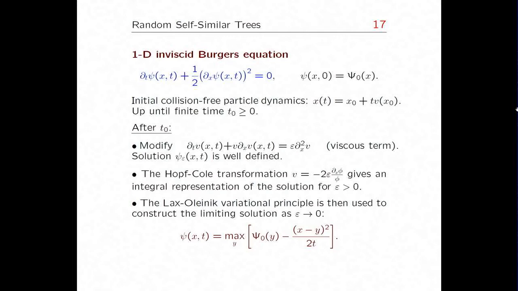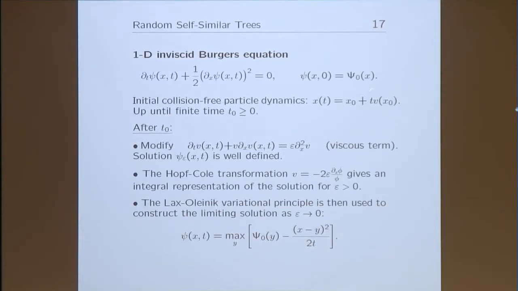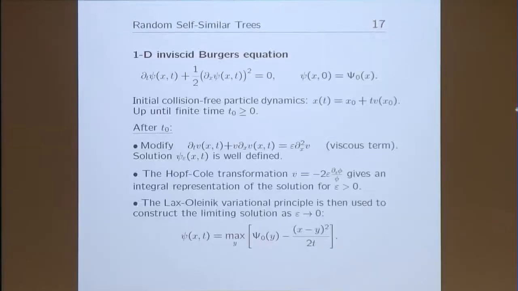Now, before the first collision of particles, the Burgers dynamics is straightforward. You have the starting point, you have the starting velocity, you go with that velocity. And the most interesting stuff starts with collisions. So in that sense, after the collision time, what you do is modify the equation by introducing a small viscous term with a tiny epsilon. You know that the solution of this equation would be well defined.